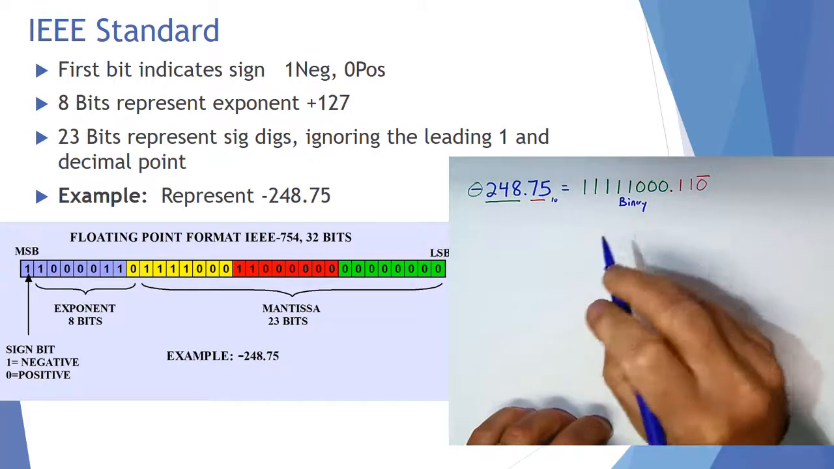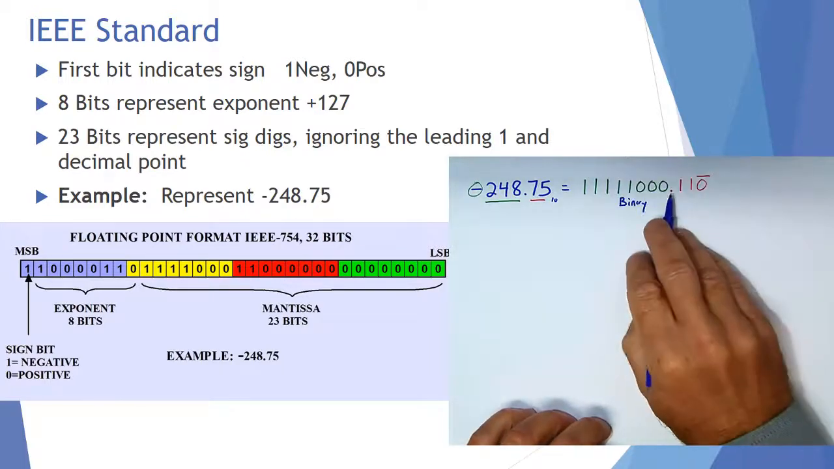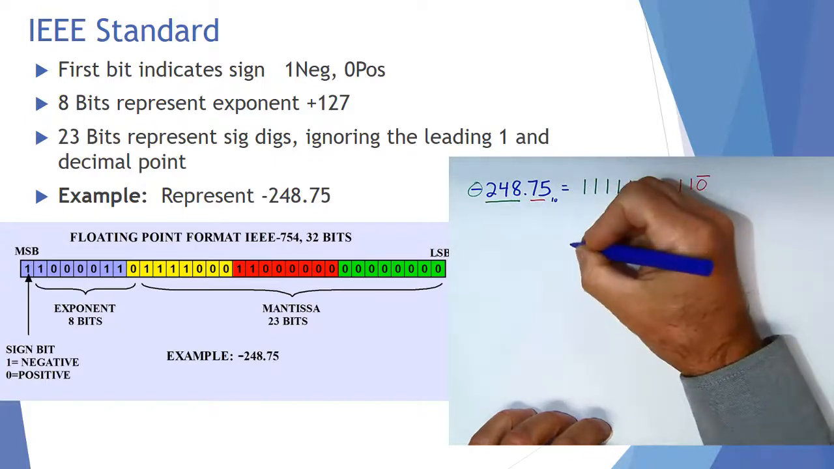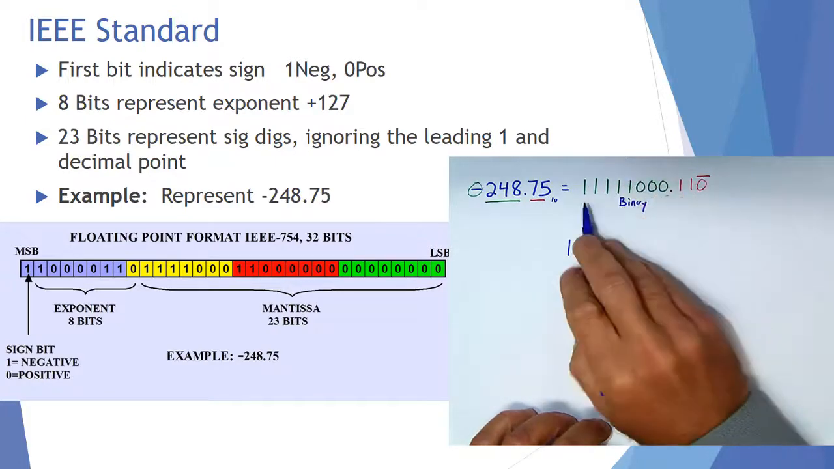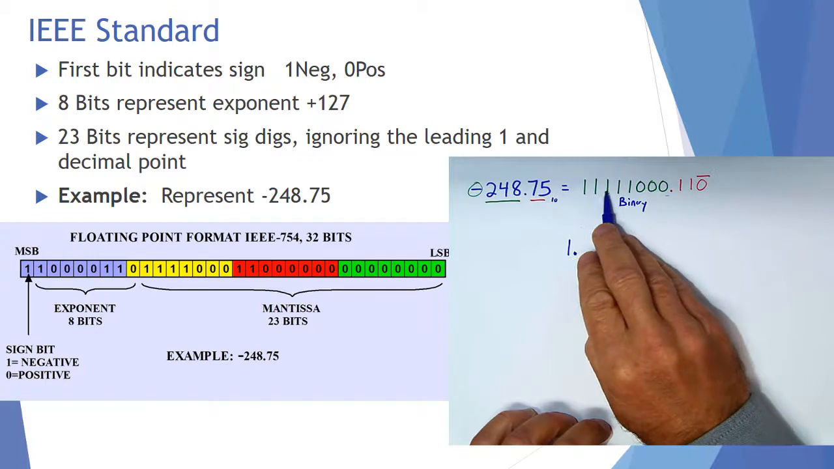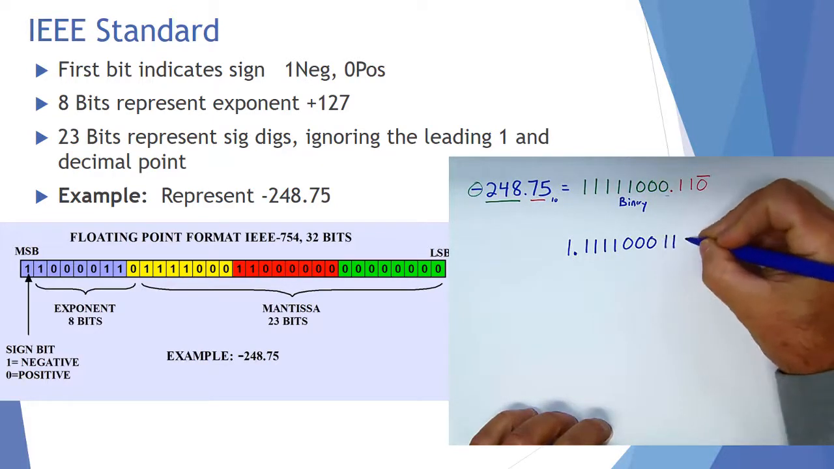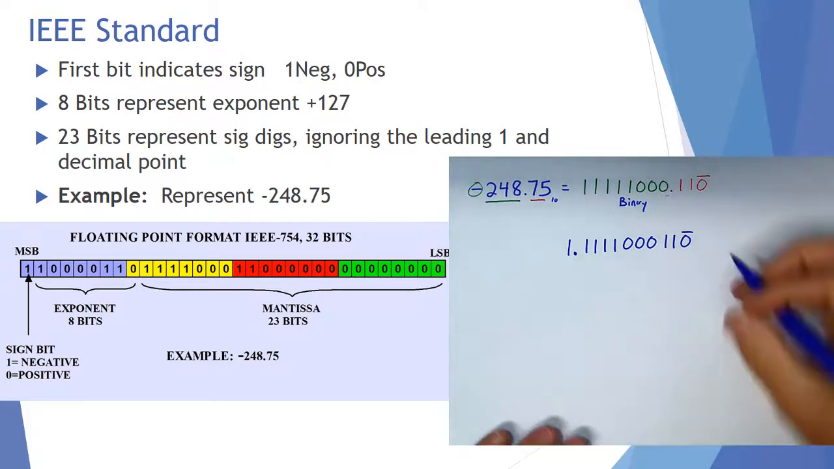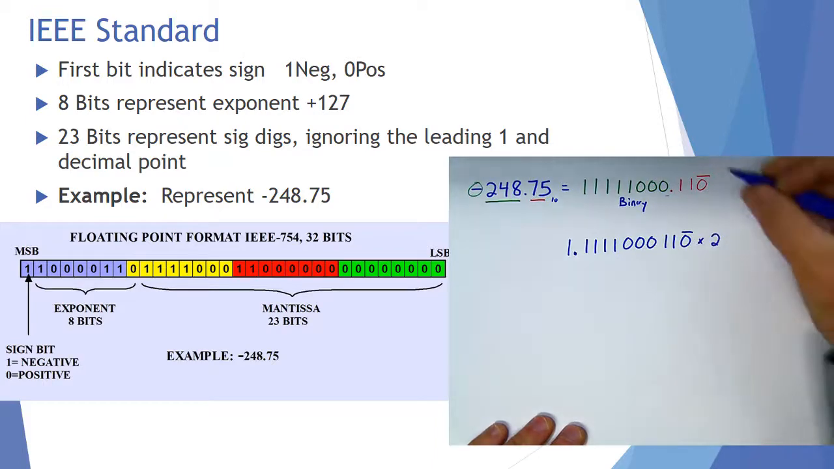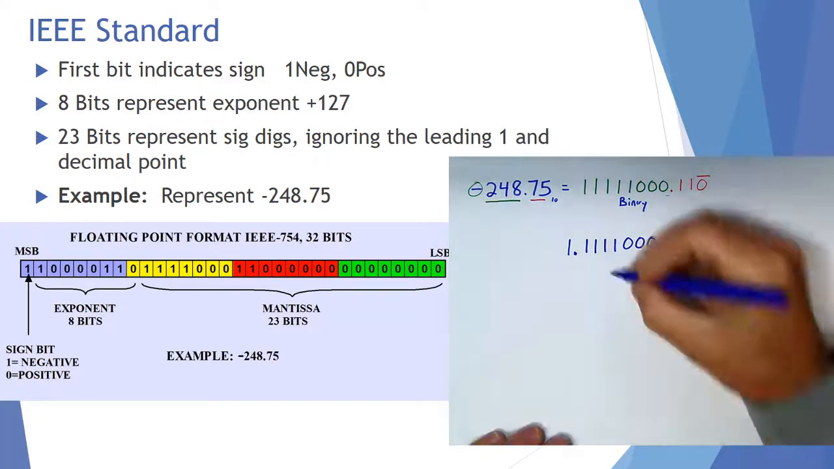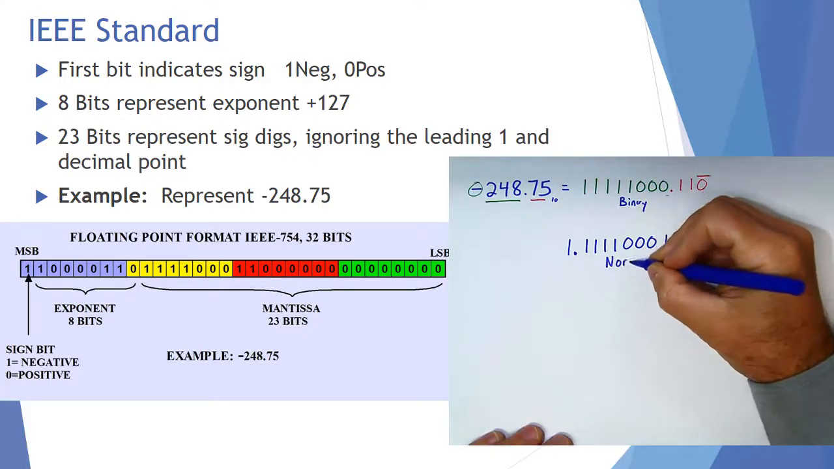Now we're going to convert to normalized binary form, which means we're going to move our decimal 7 places to the left to get 1 point. It's going to end up right here: 1111 0 0 0 1 1, and then zeros for the rest of the way, times 2 to the, it took us 7 places to do that. This is a large number, so times 2 to the 7th. And now we're in normalized binary.